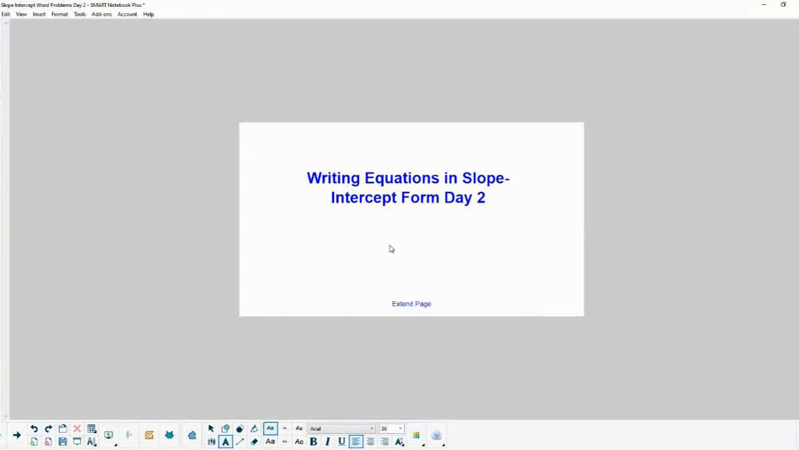Okay, let's work on some more of these writing equations in slope-intercept form from word problems. And let's get really good at it today. So let's get right into this.